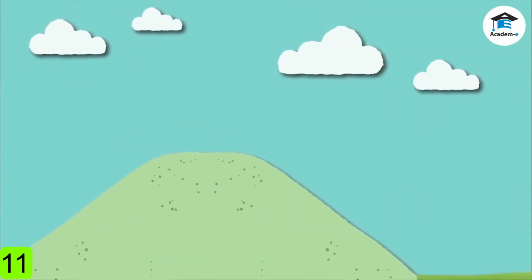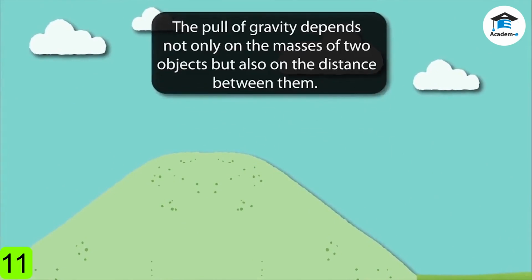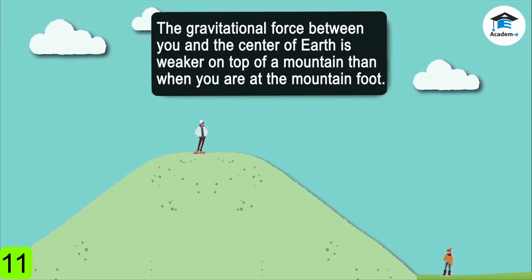Isaac Newton stated that the pull of gravity depends not only on the masses of two objects, but also on the distance between them. Your weight on top of a mountain is less than your weight down the mountain. The distance between the masses refers to the distance between you and the center of the Earth. The gravitational force between you and the center of Earth is weaker on top of a mountain than when you are at the mountain foot.